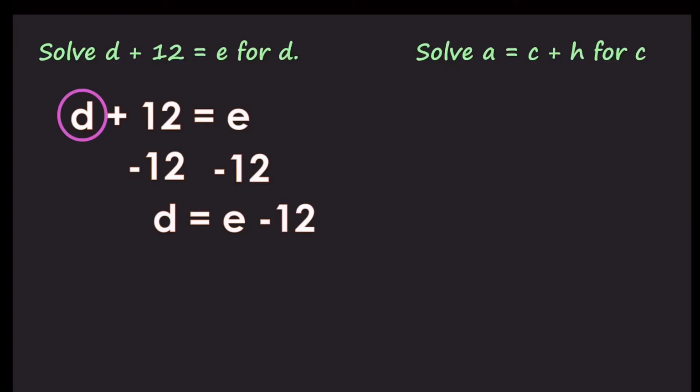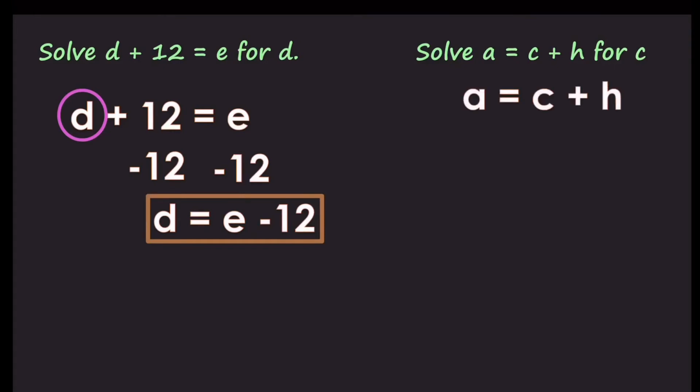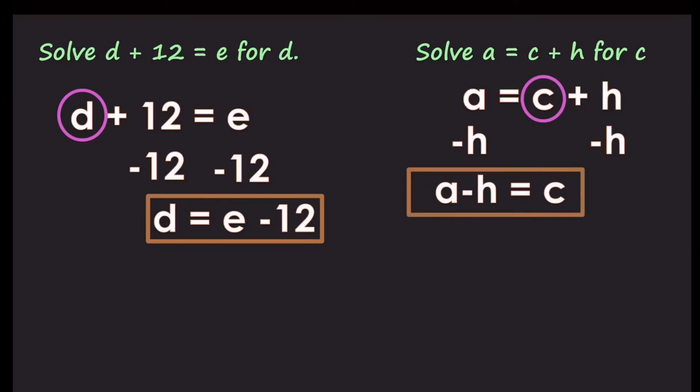Okay, let's go look at my next one. It's asked me to solve for C. Do you notice how it says solve A equals C plus H for C? That means I want C to stay put. So what do I need to get rid of? I need to get rid of H. What is H's inverse? Subtraction. So A minus H equals C. Yes, we're building baby steps here, everybody. Okay?